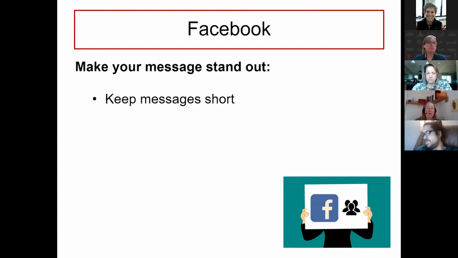You could also supplement the Facebook post with a longer version of your message on a blog. So a blog post that gives a little bit more detail, and the link to that post is in the Facebook message.